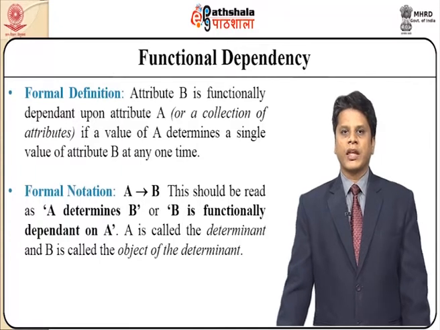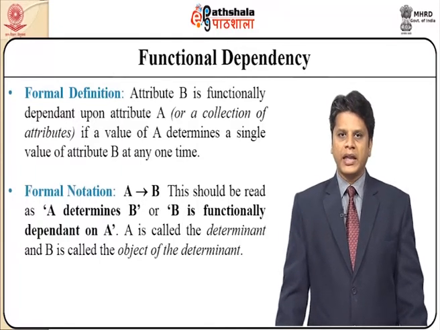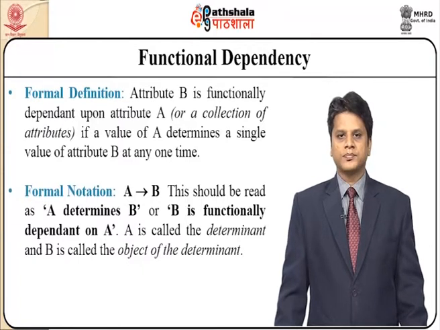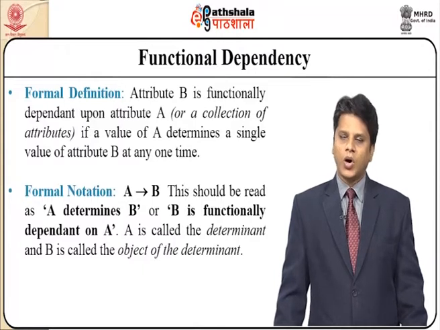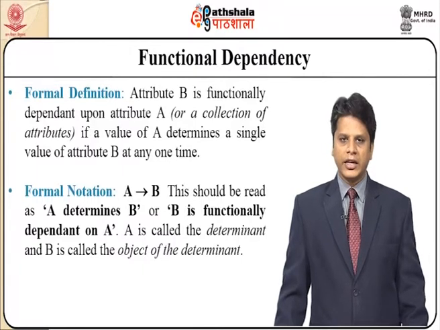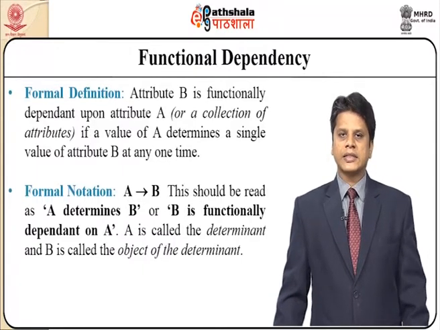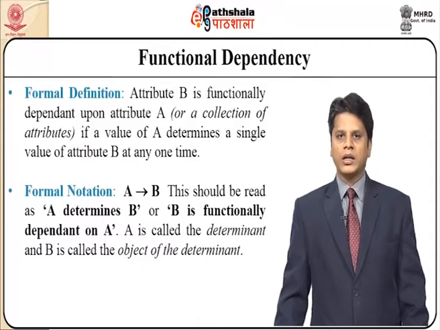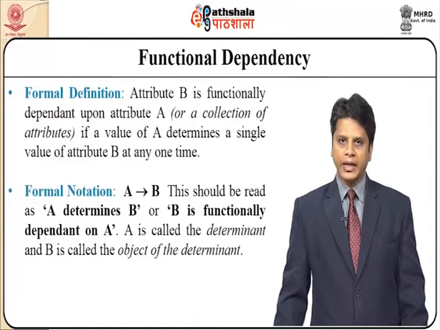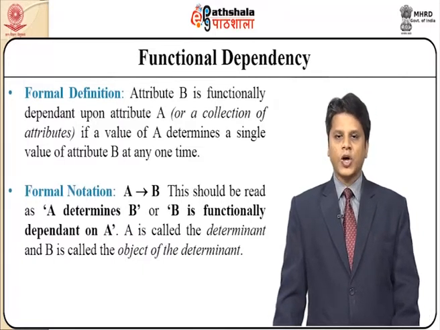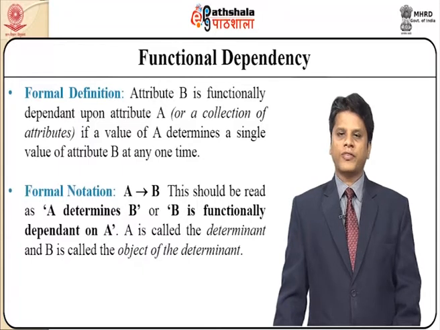That means, if I am trying to notate it formally, A implies B. This should be read as A determines B, or B is functionally dependent on A. It can be read either way. I repeat, A determines B, or B is functionally dependent on A. In this, A is called the determinant and B is called the object of determinant. This object of determinant is purely functionally dependent on determinant.